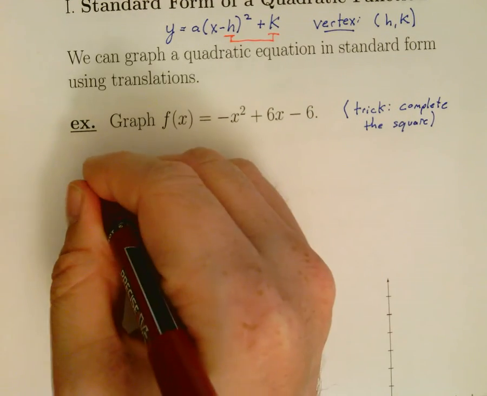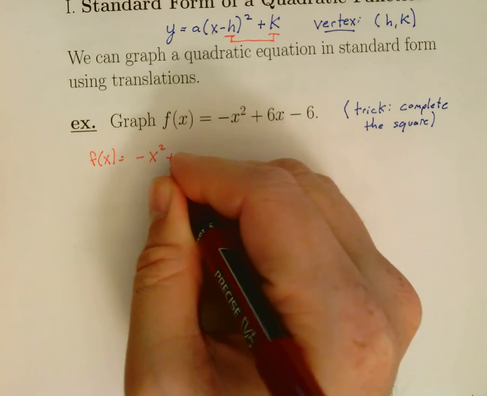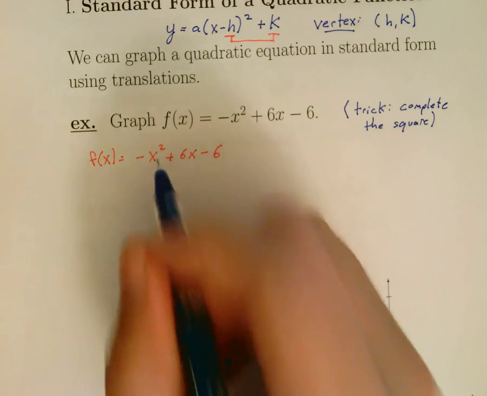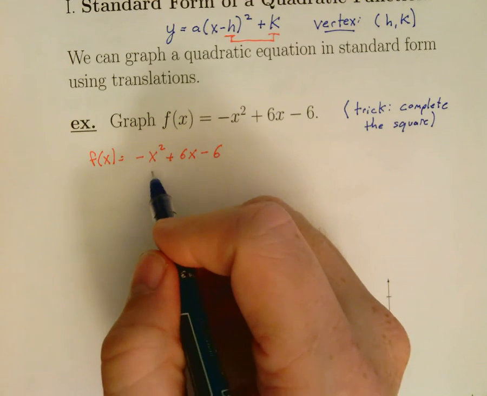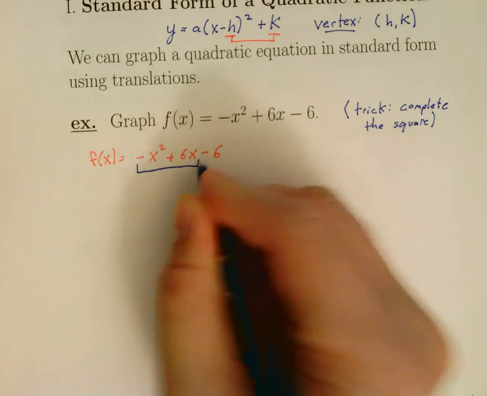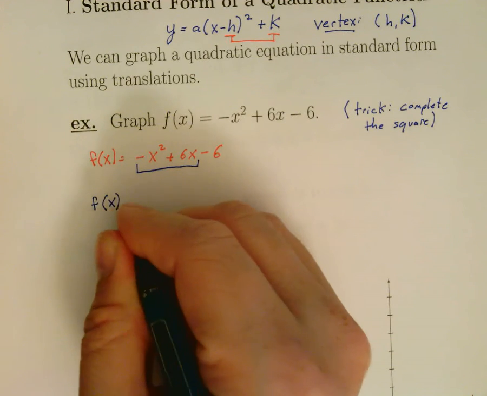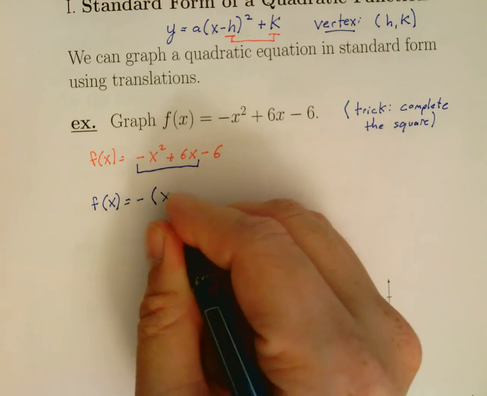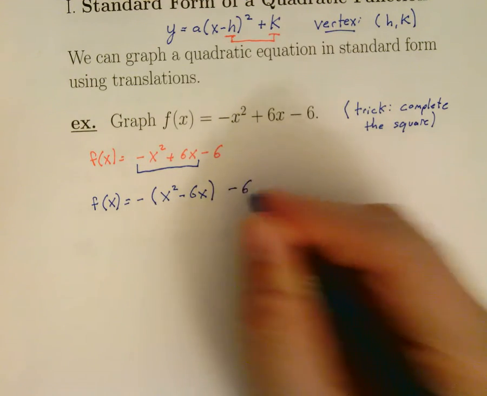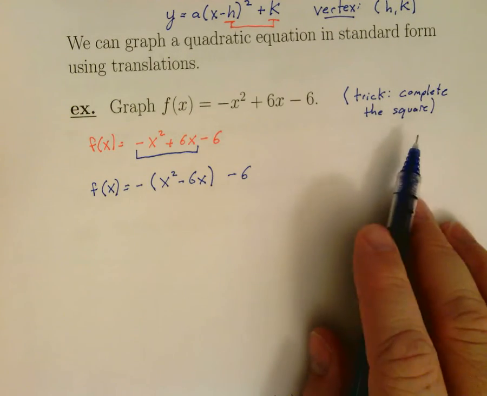So I have f of x equals negative x squared plus 6x minus 6. First thing I want is just a 1 in front of the x squared. So if I have a 2 or a 3 or a negative, I want to get rid of all that. I want to factor that out of the first two terms. So I have f of x equals negative quantity (x squared minus 6x), and then I have this minus 6 out here.